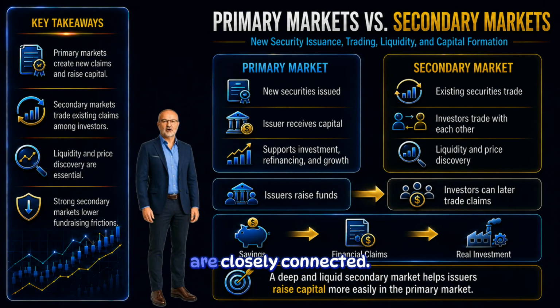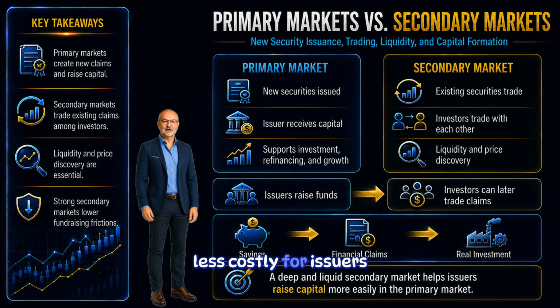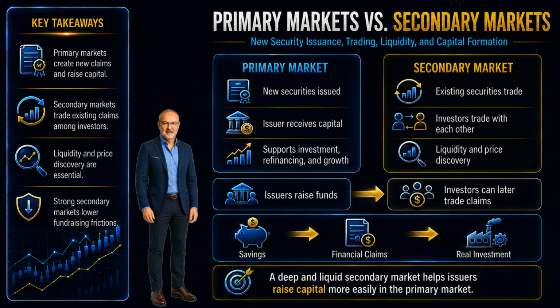Primary and secondary markets are closely connected. Investors are more willing to buy new securities if they believe they can later sell them at reasonably fair prices. A deep and liquid secondary market can therefore make it easier and less costly for issuers to raise funds in the primary market. This connection helps explain how savings become real investment. Investors may buy a financial claim, while the issuer uses the proceeds to acquire real assets, expand capacity, or finance productive activity. The investor owns the claim. The issuer uses the capital. The economy gains a mechanism for transforming savings into investment.